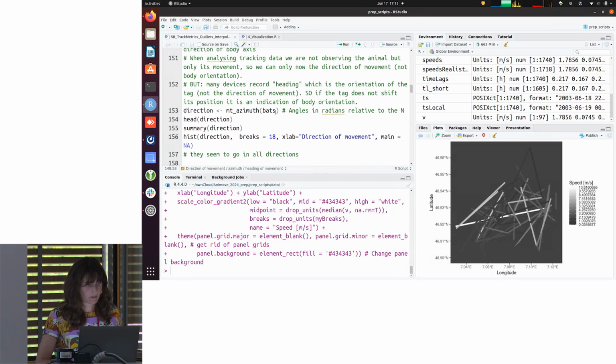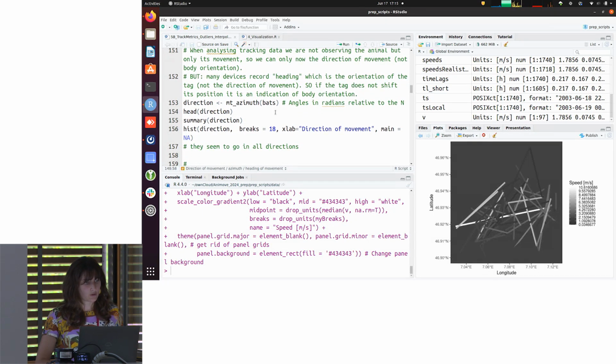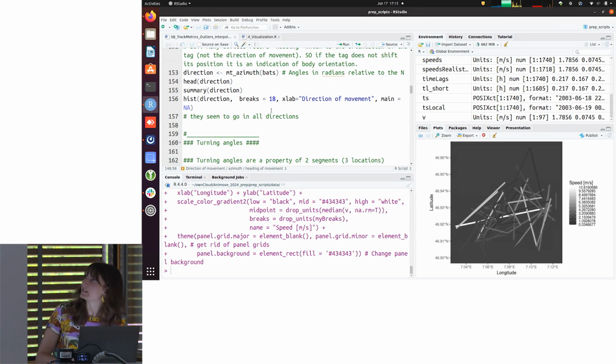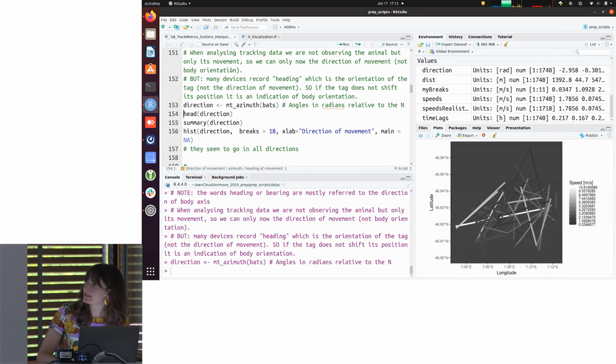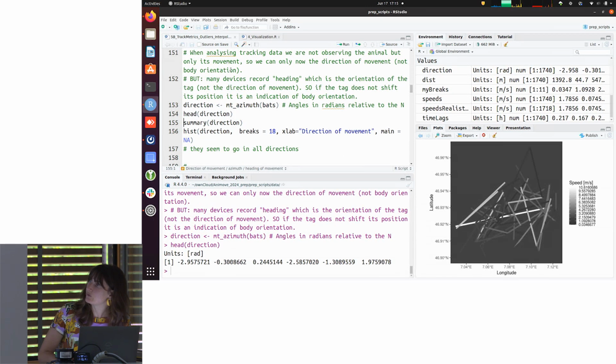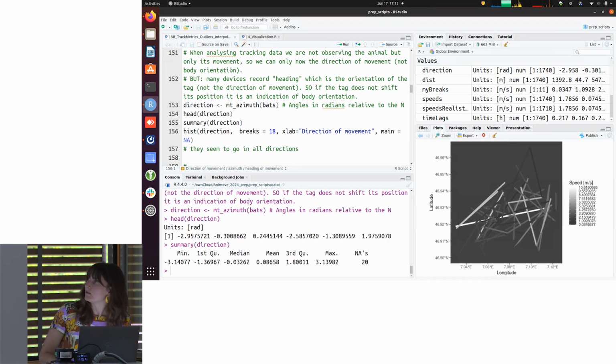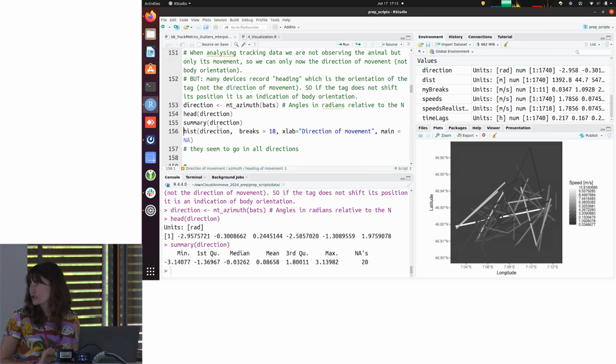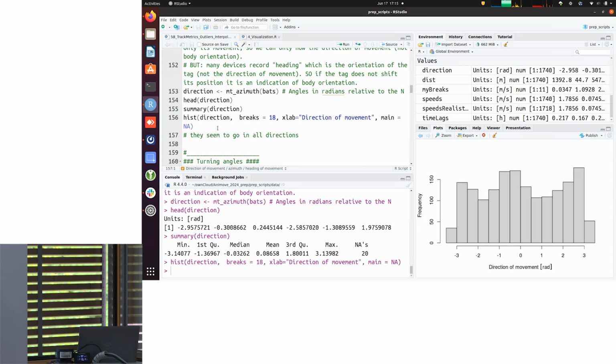This is just what I repeated. You also have it in the script. To calculate direction, again, it's very easy. There is this function called azimuth, and direction is calculated in radians between minus pi and pi. And if we look at the histogram, this is the direction of movement for bats.